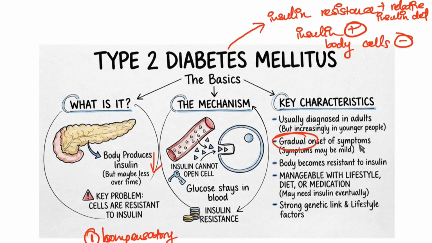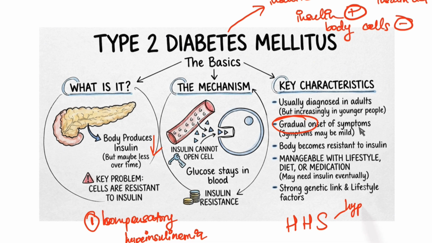The acute metabolic emergency associated with type 2 diabetes is hyperosmolar hyperglycemic state, or HHS, which is characterized by profound hyperglycemia, severe dehydration, and an altered mental status, but usually here without significant ketoacidosis. So that is it about type 1 and type 2 diabetes mellitus.